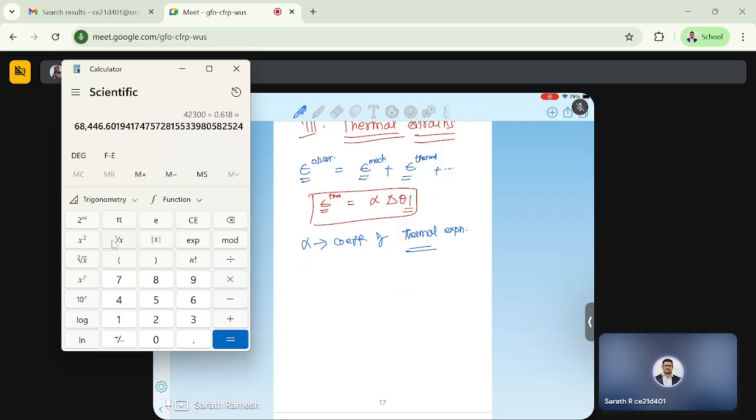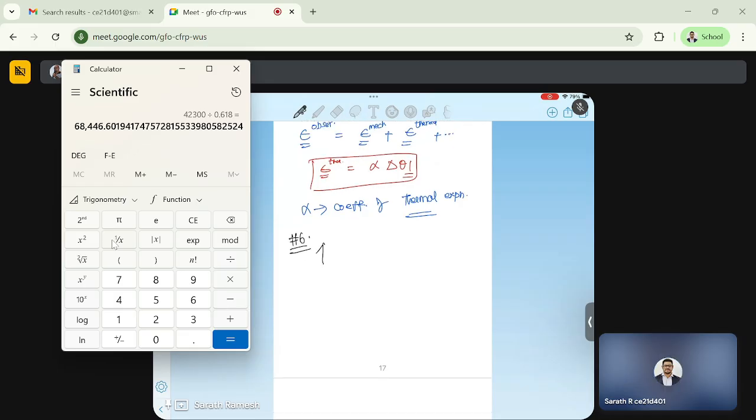Let me write the problem. So problem number 6 for the day. Given the same stepped shaft subjected to a change in temperature delta theta equal to 40 degrees Celsius. Okay, and this is 4A, this is alpha, and this is A, this is alpha, this is 2L, this is L. Same ABC, it's our same shaft.